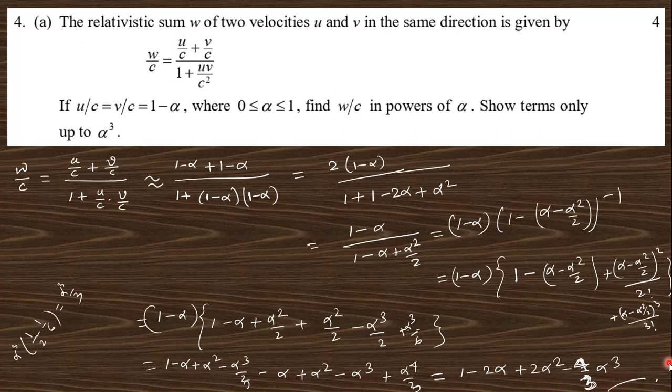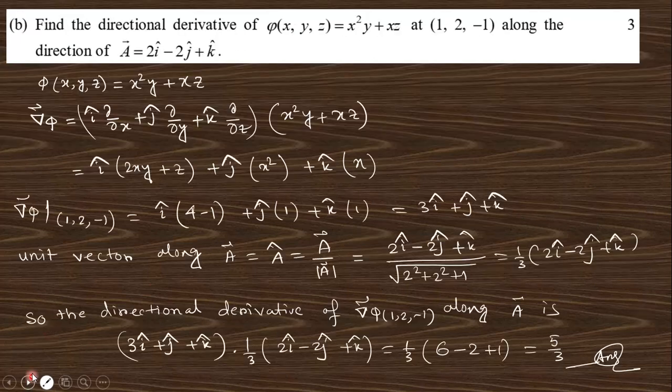Just work out the calculation and you get this type of equation. For any query, you must comment in the comment box if there is any error in this calculation. Next one: find the directional derivative of this function at this point. So phi is given, and grad phi is obtained at this point. Grad phi will be like that.